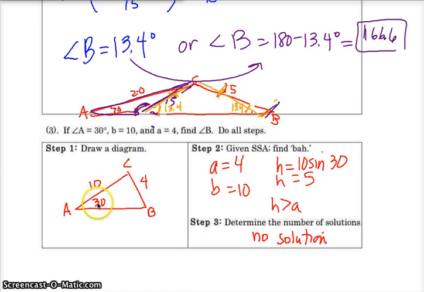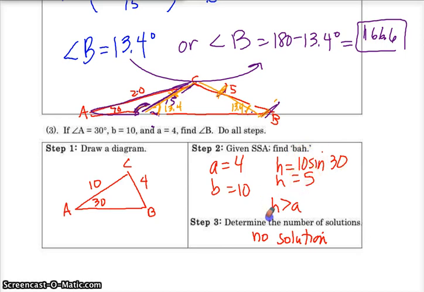Okay, draw your diagram. We have a 30-degree angle for A. Side length of A is 4. Side length of B is 10. I know my A is 4, my B is 10, and I find my H by doing 10 times sine of 30. Well, sine of 30 is 1/2. 10 times 1/2 is 5.